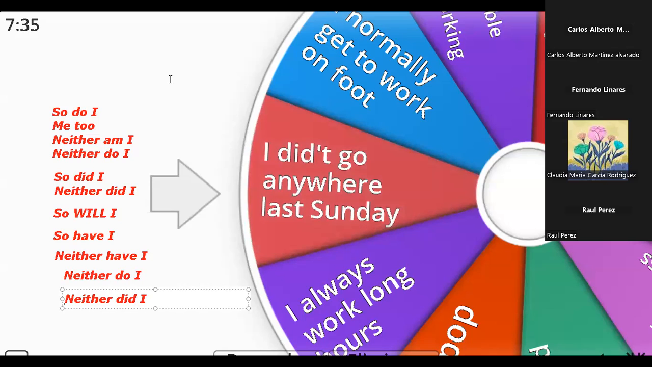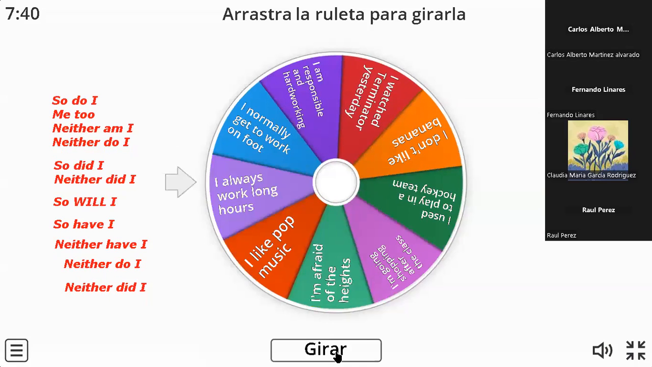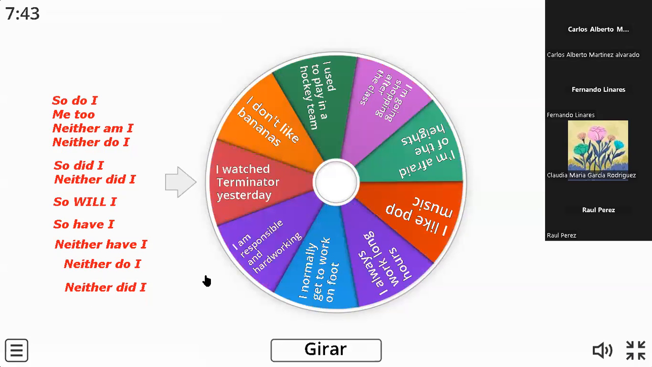Neither did I. So that's just a matter of using the auxiliary. If the sentence is in past, you use the auxiliary for the past tense. If the sentence is in present, you use the auxiliary for simple present.